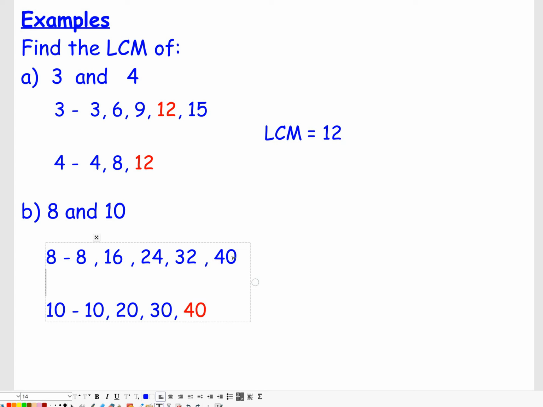You may have known that straight away without writing out the list. However, it's always really important to show your workings and your method as to how you've got the LCM, how you've got the answer to be 40. So we always need to write the times tables or the list of the multiples out first.